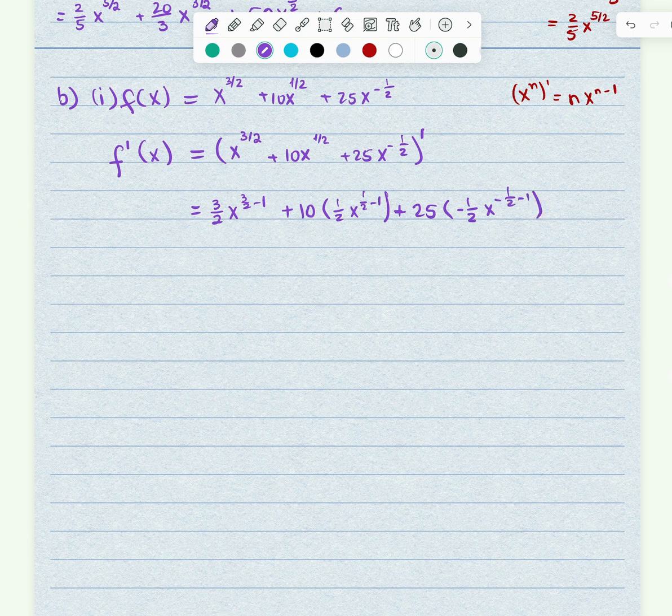Let's simplify this, then I'm going to equate it to 0. That's going to be 3/2 x to the power of, you can subtract the fraction on the top using your calculator, that is going to be 1/2.